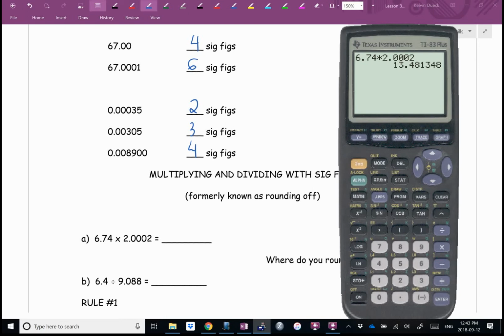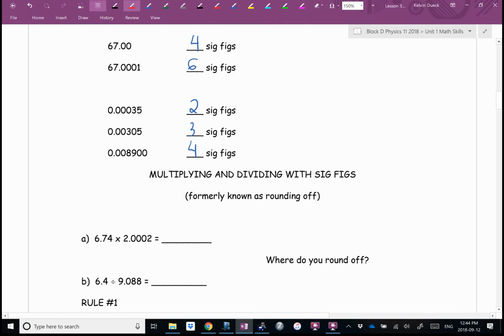Do you all have 13.481348 on your calculator? Some of you might have it in scientific notation. We got that? Okay. With your pencil, really lightly, how many sig figs is 6.74? Write a little tiny 3 above it. How many sig figs is 2.0002? Write a little tiny 5.